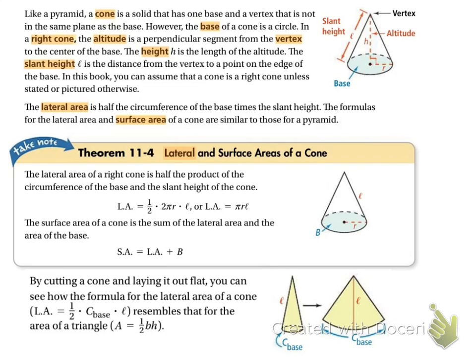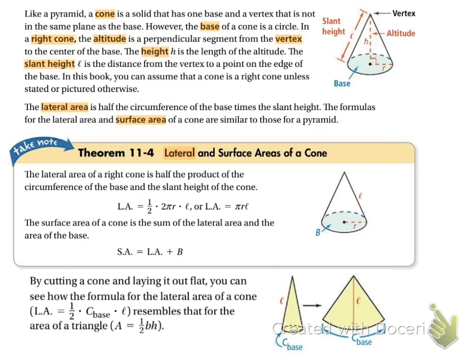This is 11.3b of geometry. So we're going to talk about lateral and surface areas of a cone, which is really similar to a pyramid in all the labels that we have. So the slant height, the altitude, that sort of deal. But we do have different equations.